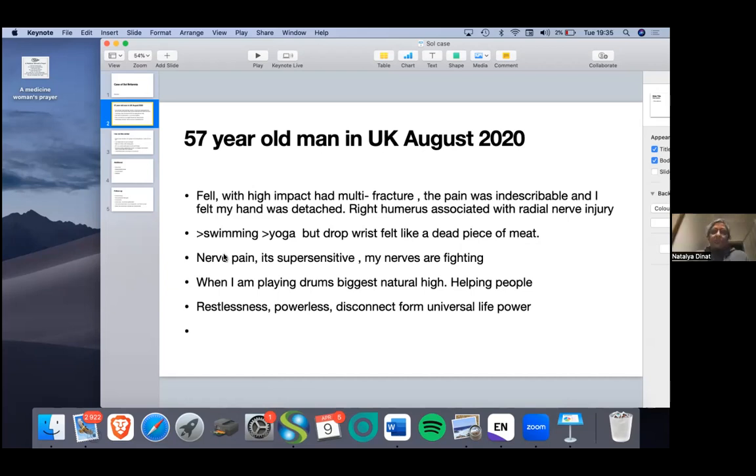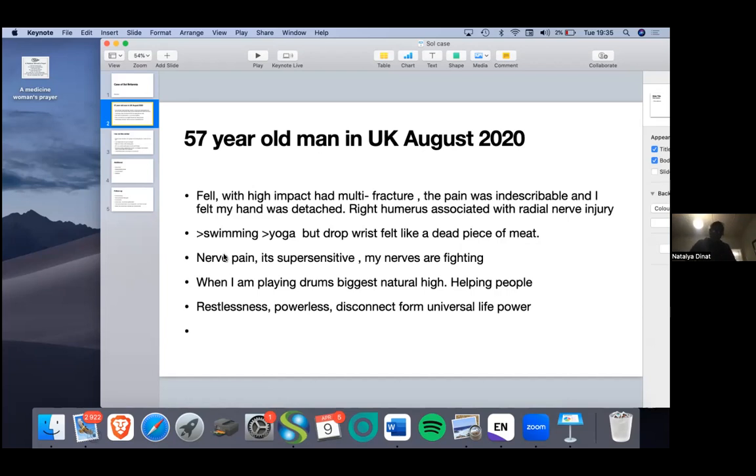He said when he's playing the drums, he gets the biggest natural high, and he loves helping people. He's a practicing Buddhist, and helping people in his Buddhist practice is very, very important. So that's the humanitarian aspect coming.